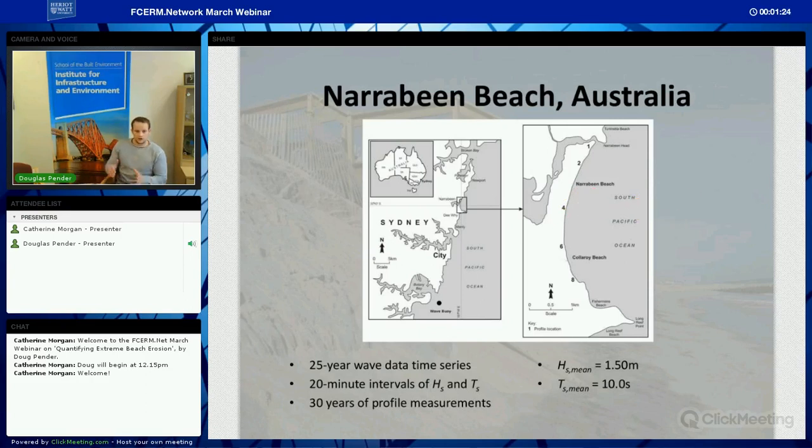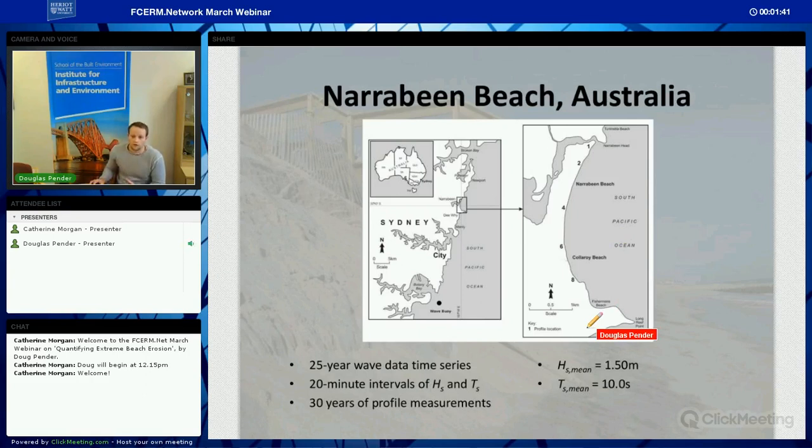Because the beach is embayed, it's subjected to a bit of beach rotation, so there's some longshore movement, although the long-term trend is relatively stable. Picking profile 4 in the centre is the least influenced by this longshore sediment transport, so it's the most stable.